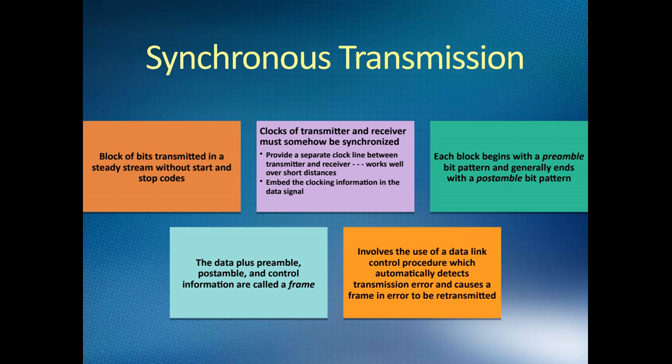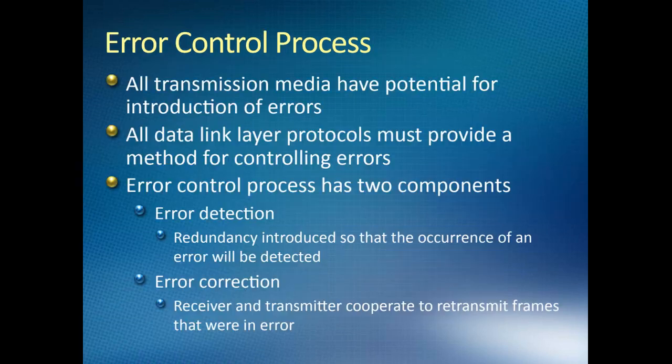in the data link layer. It involves the use of a data link control procedure which automatically detects transmission errors and causes a frame in error to be retransmitted. This is in synchronous transmission. The error control process is very important for communication because we said before there is noise and we get some errors. So in your system, you should have some mechanism for error control.